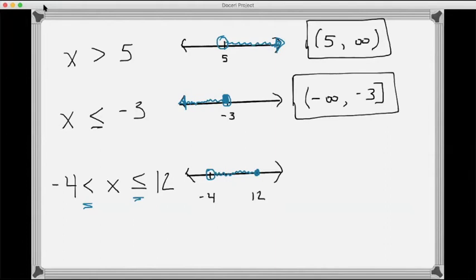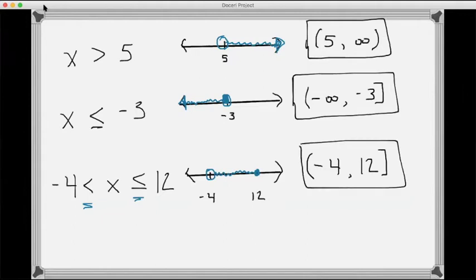Finally, we have -4 is less than x, which is less than or equal to 12. And so we have our two endpoints given already. We don't have to worry about infinity or negative infinity with our compound inequalities. So our -4 has an open circle. We look at the inequality between those, it's just less than, so we're going to put parentheses around there. With our 12, it's less than or equal to, or a closed circle. So we're going to put a bracket there, and that's our answer.